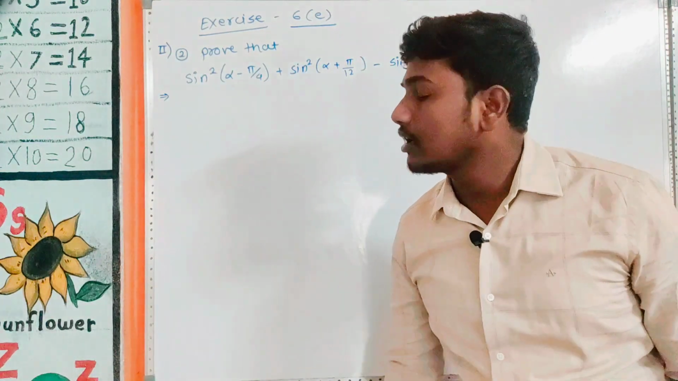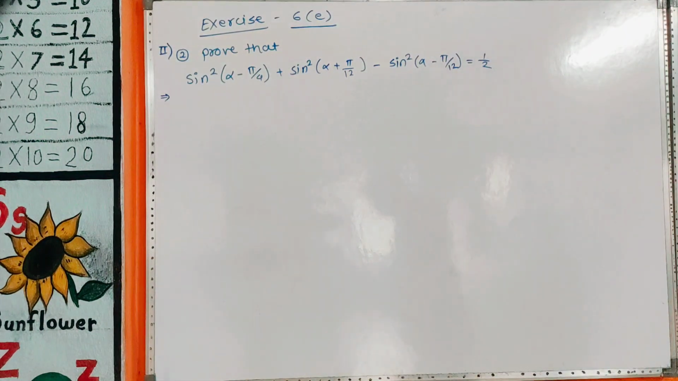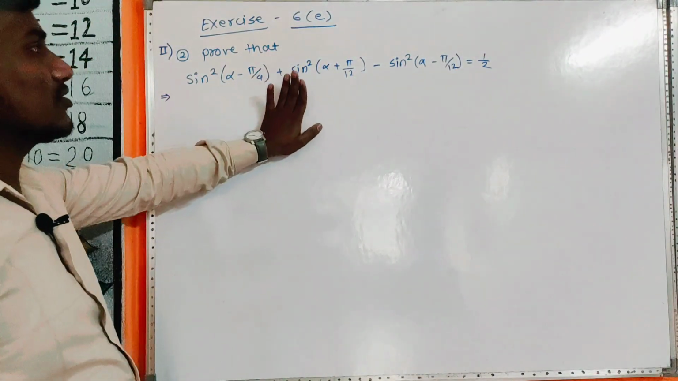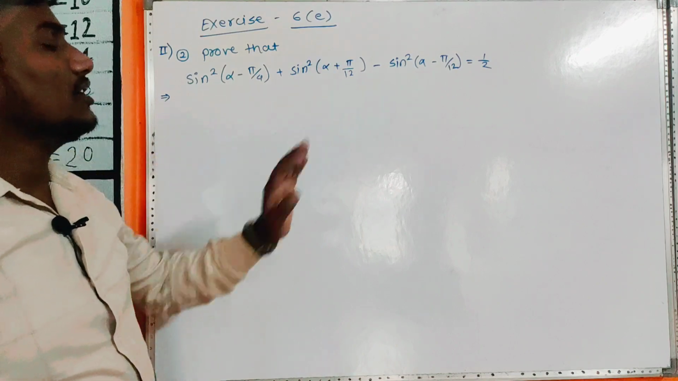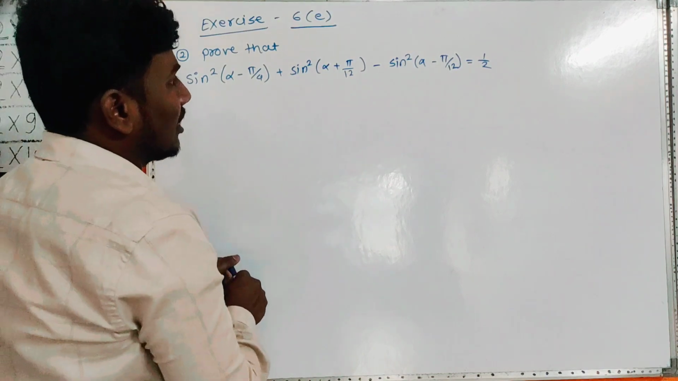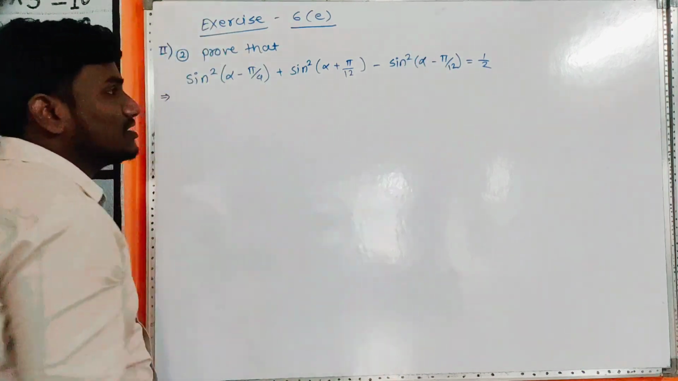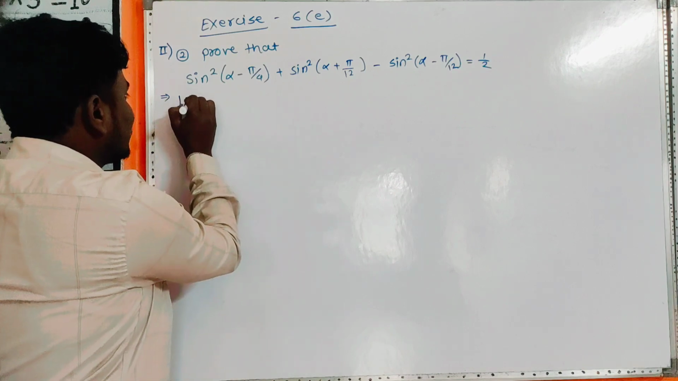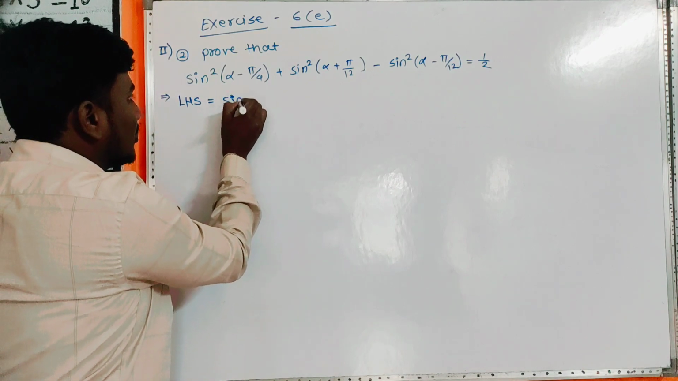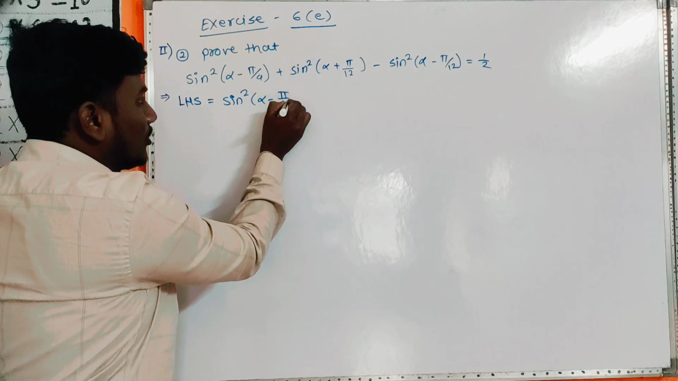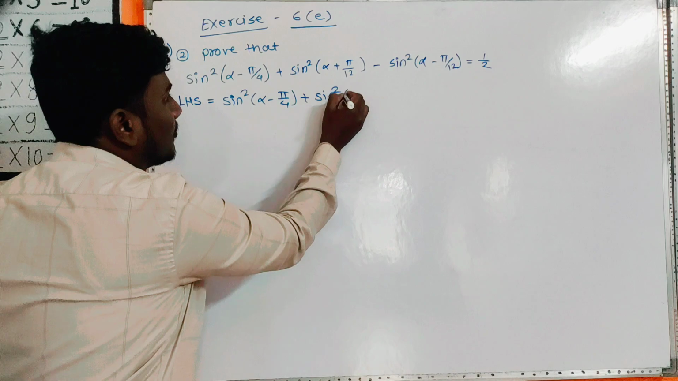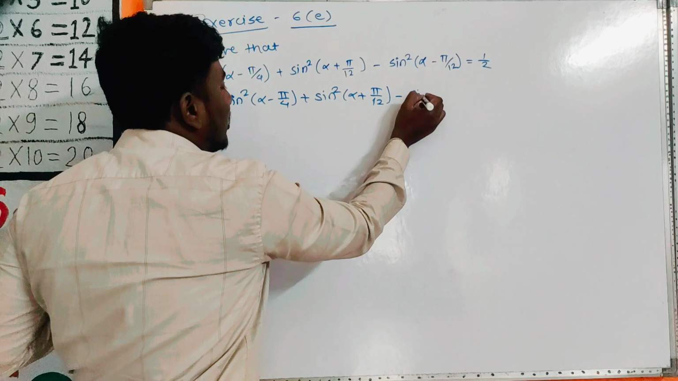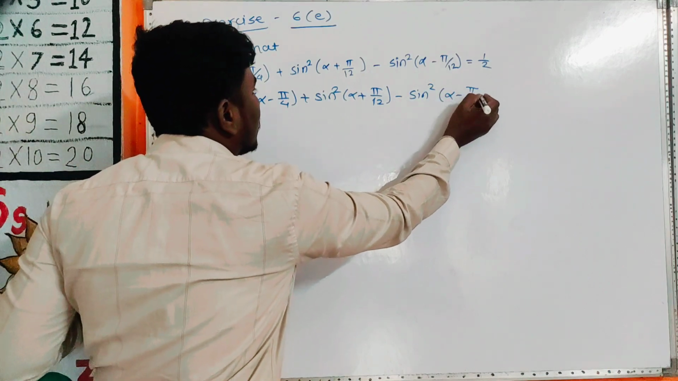Second example, prove that sin² (α − π/4) + sin² (α + π/12) − sin² (α − π/12) = 1/2. So we take the LHS and prove the RHS. Now what is the LHS? LHS is equal to sin² (α − π/4) + sin² (α + π/12) − sin² (α − π/12).